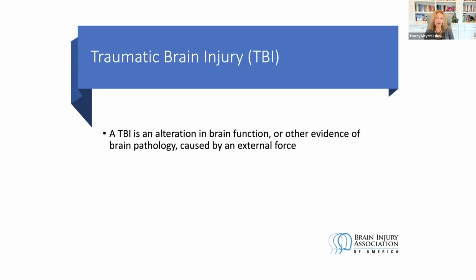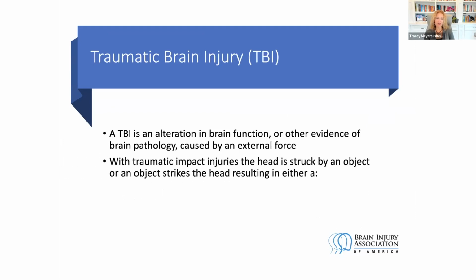Traumatic brain injury is a subset of an acquired brain injury. It's an alteration in brain functioning due to an external force. And it can be either a closed injury, where a head is struck by an object, or it can be an open penetrating injury, like a bullet wound, for example.